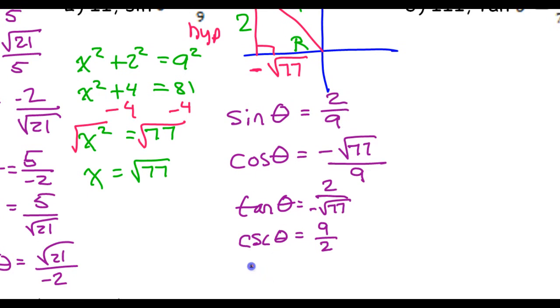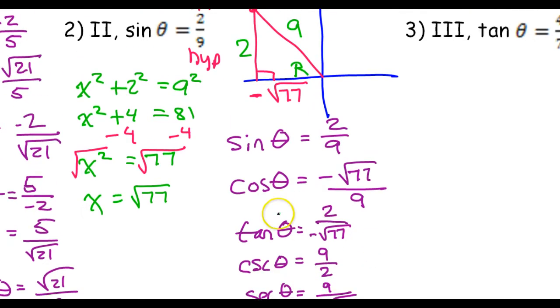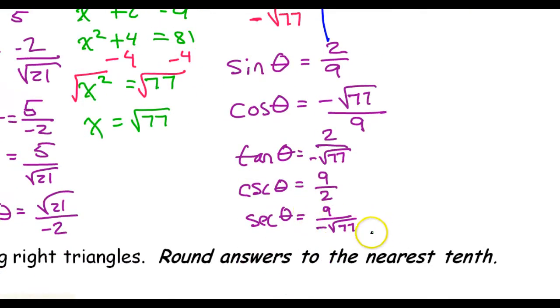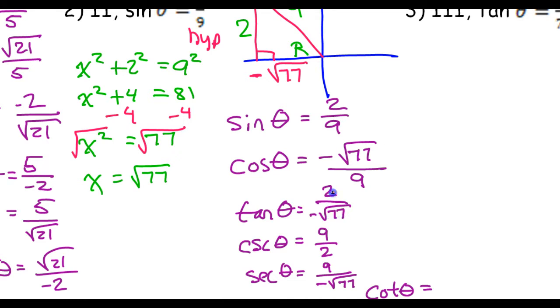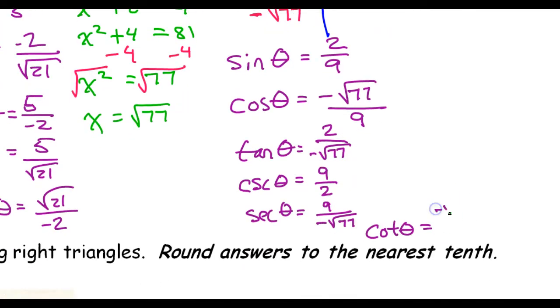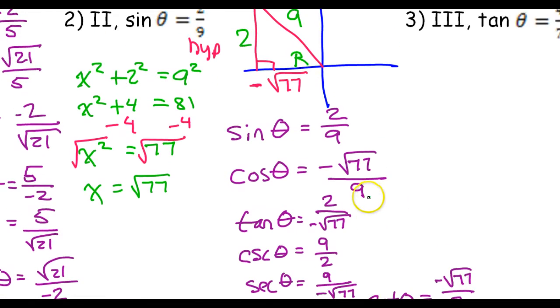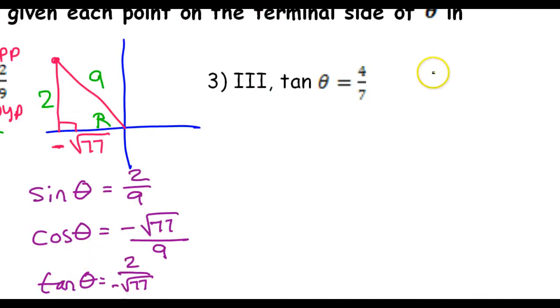Okay, the reciprocal of cosine is secant, so that's going to be 9 over negative radical 77. And then the reciprocal of tangent is cotangent. So that'll be negative radical 77 over 2. Okay, so those are the answers to problem number 2. All right, let's do one more.